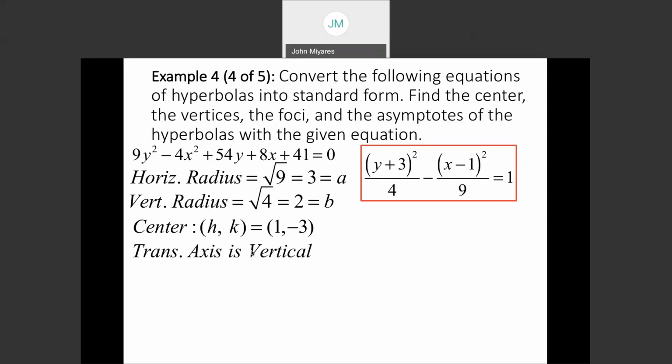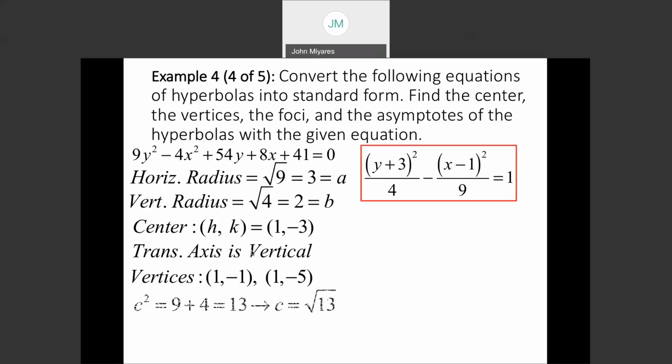The shape of the hyperbola, whether it opens up, down, or left, right, is determined by the order of the subtraction of the terms. That it's y squared minus x squared or x squared minus y squared. The a and the b do not impact whether it opens left, right, or up, down. Anyway, the vertices are going to be 2 units above and below the center vertically, which would place them at 1, -1, and 1, -5.